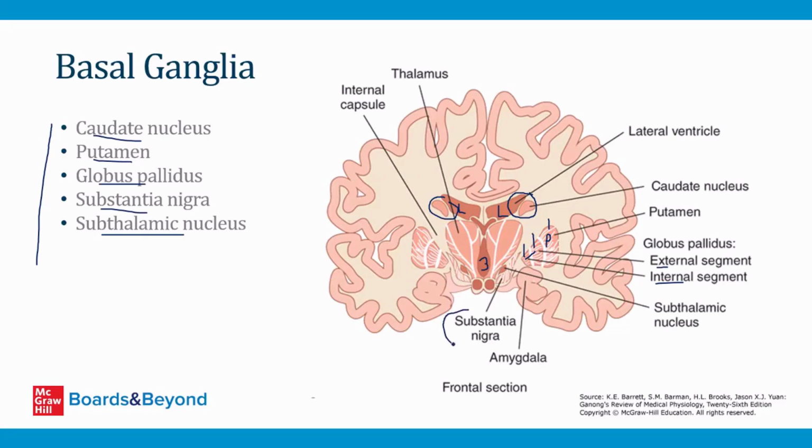And then the substantia nigra is found down here. It's actually part of the midbrain in the brainstem. And then the subthalamic nucleus is shown right here. It's this very small structure right next to the 3rd ventricle.